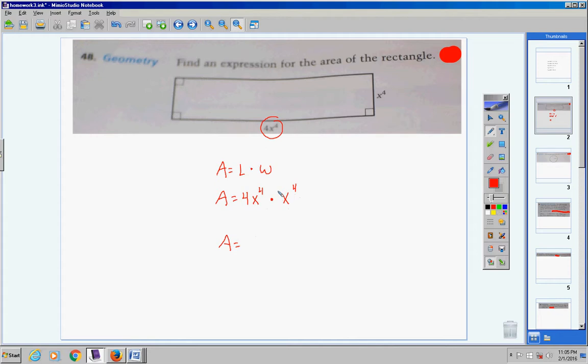Don't forget there's a 1 right here. 4 times 1 is 4. X to the 4th times x to the 4th, you're multiplying like bases. Write the like base once and add your exponents. So there is the expression for the area, 4x to the 8th power. Alright, number 49.